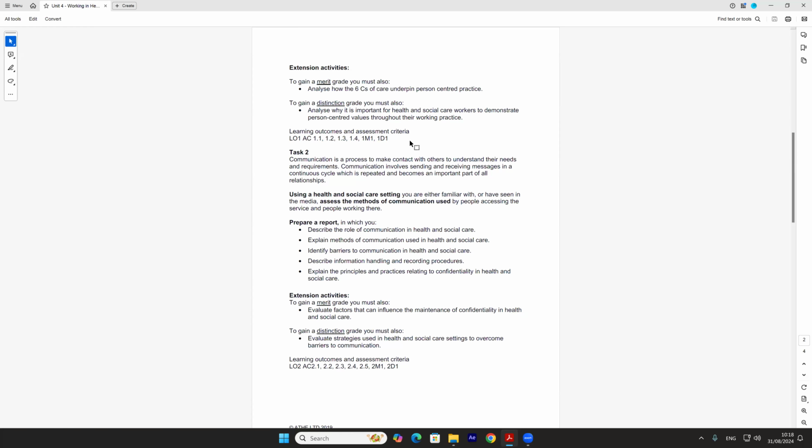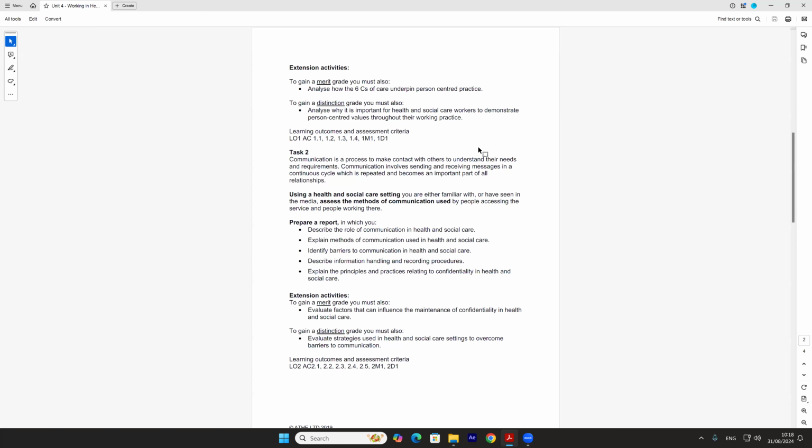So don't think that if you only do the 1D1, which is the distinction criteria, you will get a distinction because you have done the assignment on the basis of the distinction criteria. No, it's not correct. You have to go in sequence. First, you'll go for the pass criteria. In this case, we have 4 pass criteria to achieve, which are 1.1, 1.2, 1.3, and 1.4. When we do that in sequence, after that, we will go for 1M1, then 1D1.